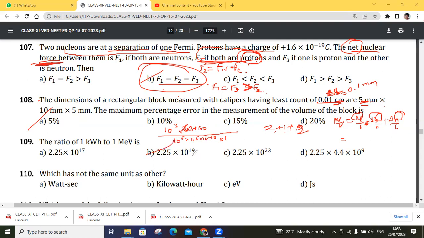You can solve and see. 10 power 19s you will get 10 power 56. And 36 by 16 is approximately 2 point something you will get. That is the one which has not the same unit as the others.